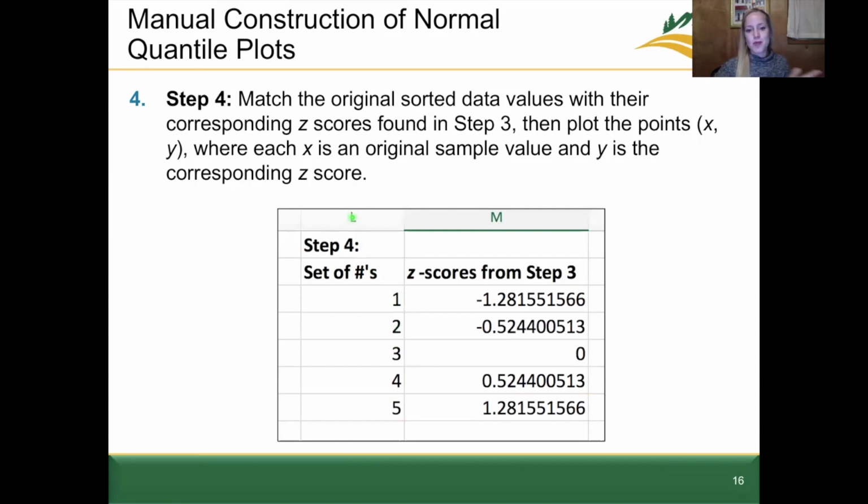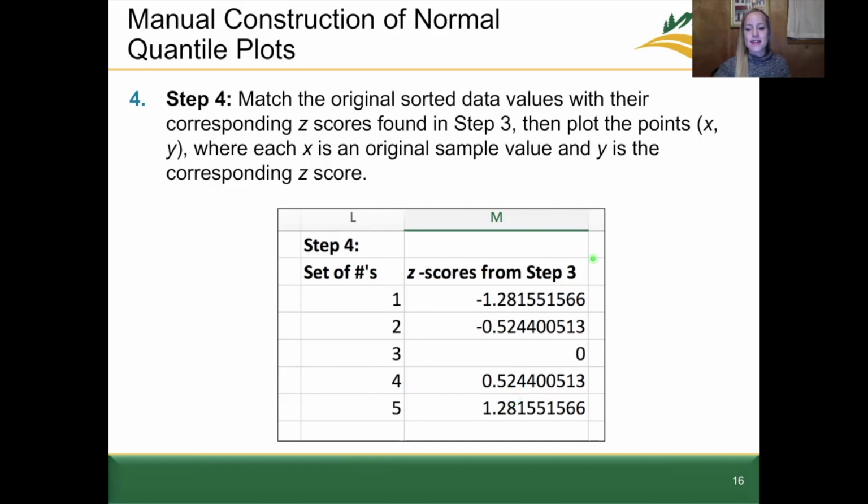So now I've moved over a couple columns. I have my same set of numbers from the beginning, so 1, 2, 3, 4, 5. In the next column over, I have my z-scores that I calculated in step 3. Excel really works best when making plots when you have your x data right next to your y data. Now, once we have our data organized like this, we have our x values and we have our y values, we're going to select the data of interest that we want to make a plot for.